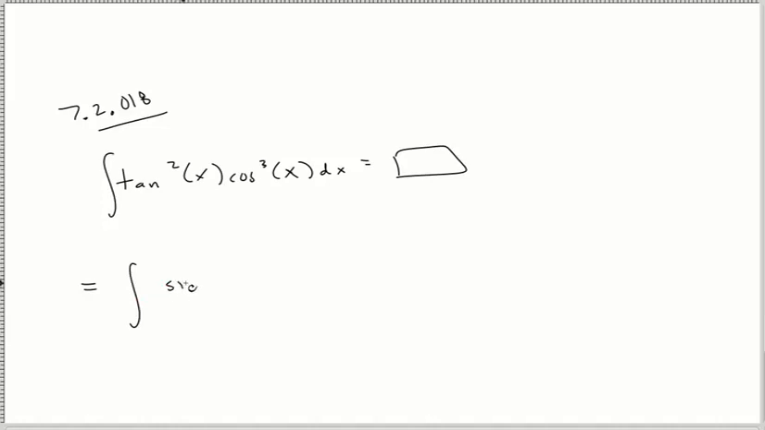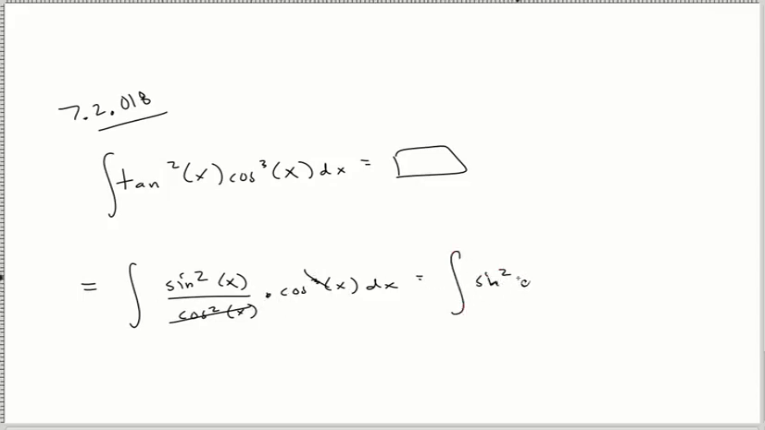So tangent is sine over cosine. They're both squared still. And then this guy is just a cosine. See how I convert everything over to sines and cosines. These will cancel with that, and so I'm left with now the integral of sine squared times cosine dx. Okay.